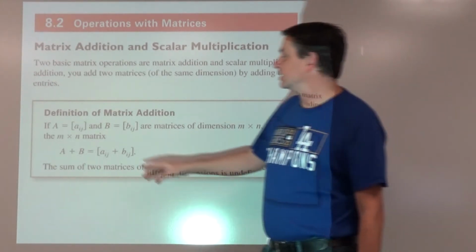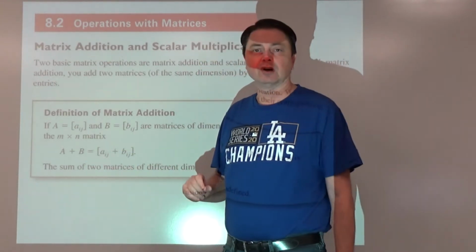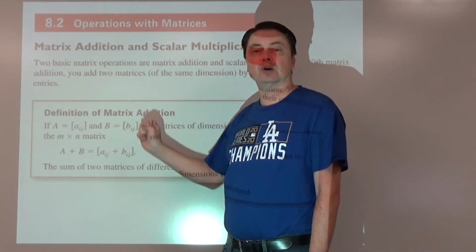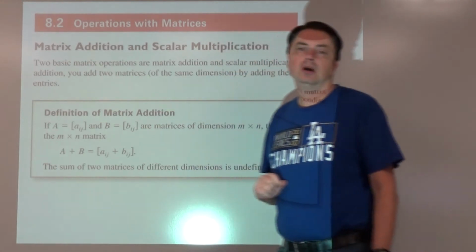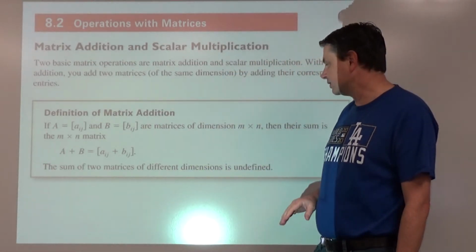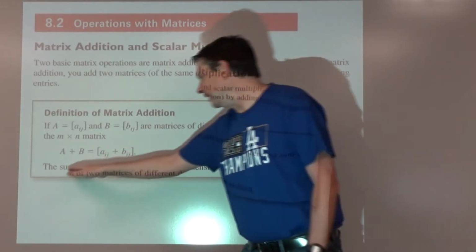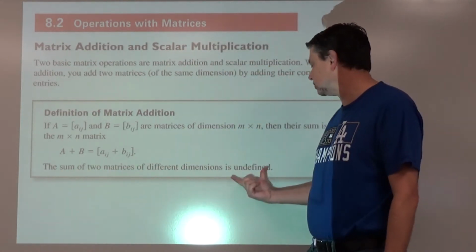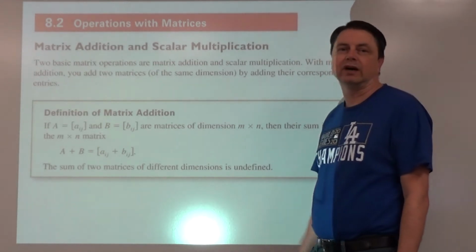So then we would just essentially do entry by entry. So entry 1, 1 here, entry 1, 1 there, add those together, that becomes the new entry 1, 1, and so on. If you're asked to find the sum of two matrices that are different dimensions, that would be undefined.